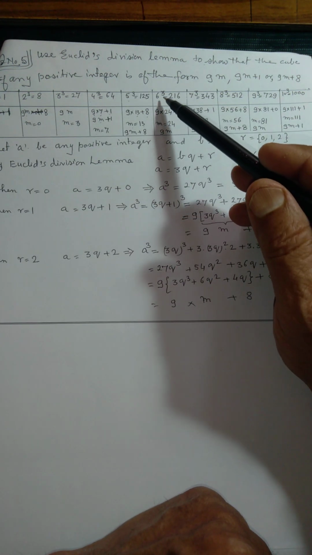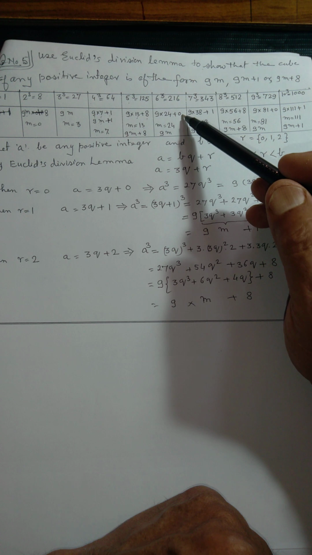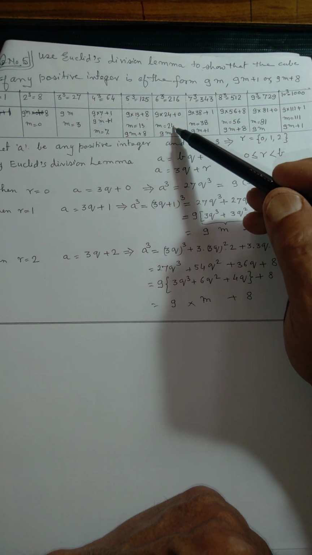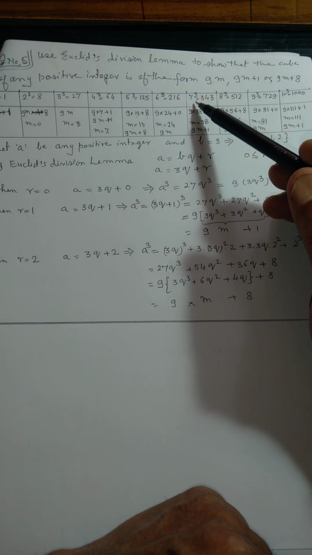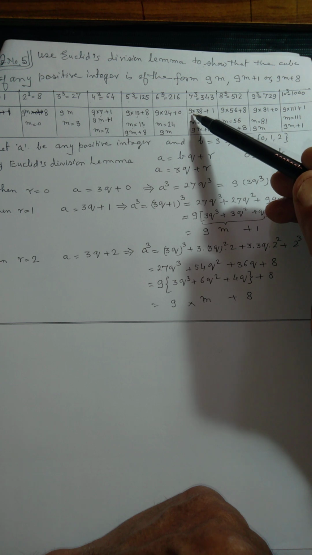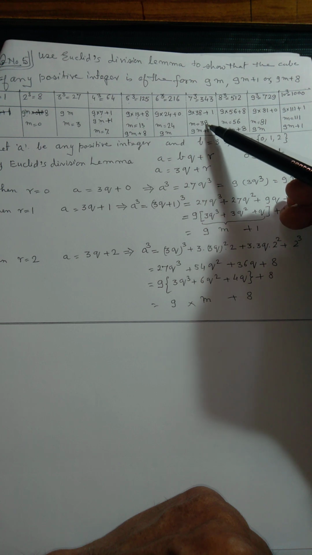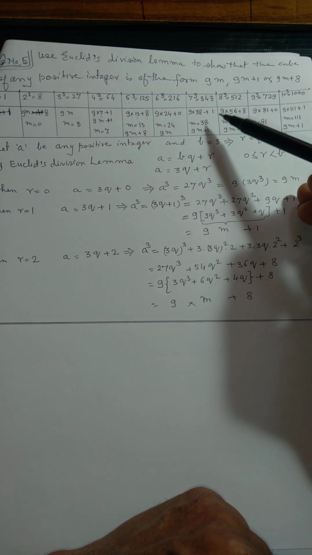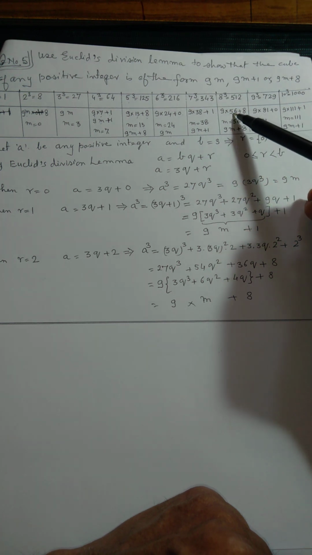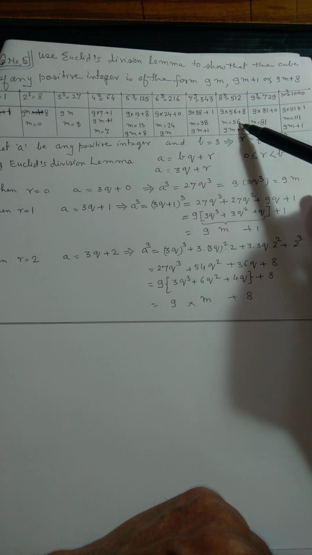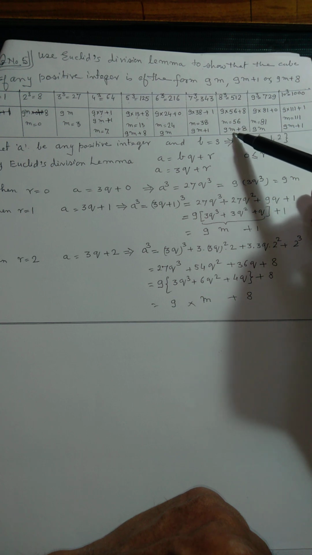Now take the cube of 6, that is 216. So 9 into 24 plus 0. Here m is equal to 24, so it is in the form of 9m. Take the case of 7 cube, that is 343. It can also be expressed as 9 into 38 plus 1. Here m is equal to 38, so 9m plus 1. You take the case of 8 cube, 512, so 9 into 56 plus 8. So m is equal to 56, and it is in the form of 9m plus 8.